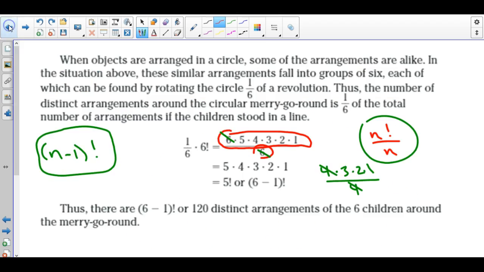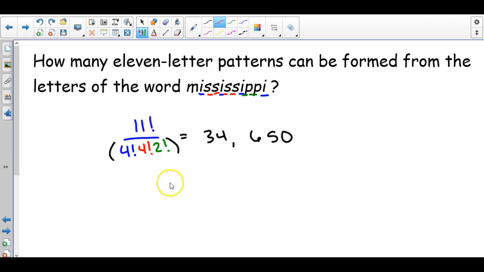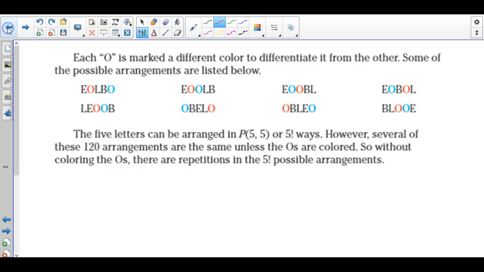So quick recap then, that was the circular stuff. Before that, we went through what we did with repeated values. And again, that was just eliminating the number of repeated combinations in each of those cases.